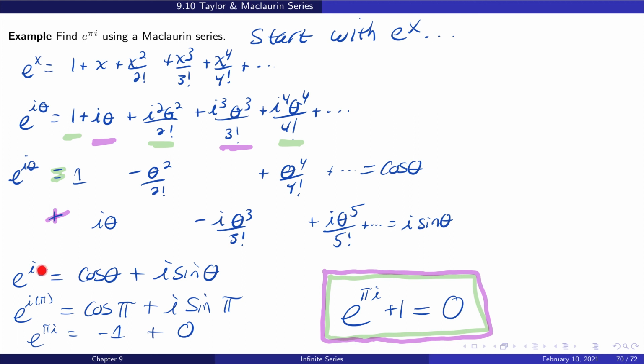Well, now if I change my theta into a pi, or substitute a value in for that angle, pi, I have cosine pi plus i sine pi. e to the pi i, the value of each of these, negative 1 and 0. e to the pi i equals negative 1, or e to the pi i plus 1 equals 0.